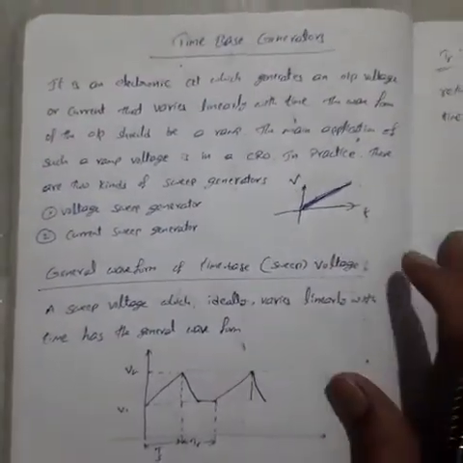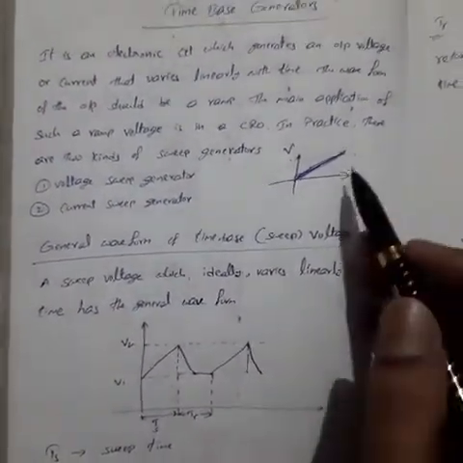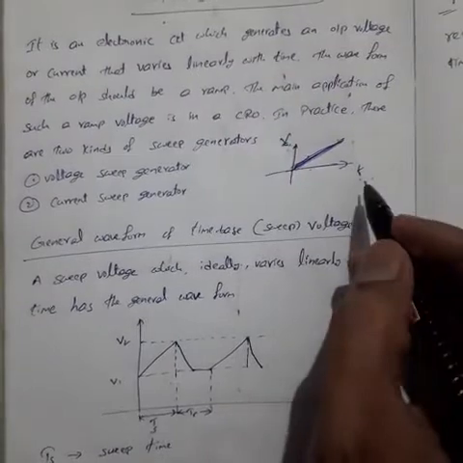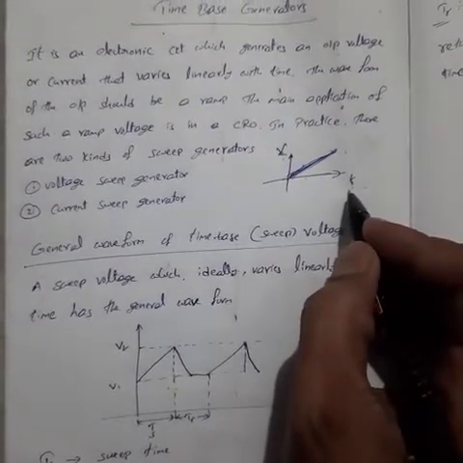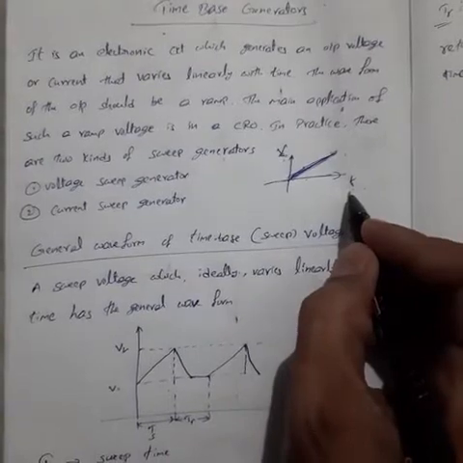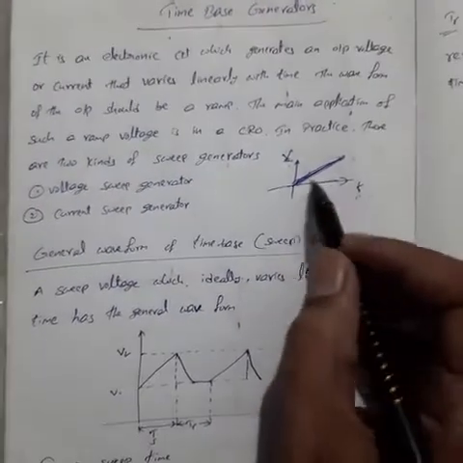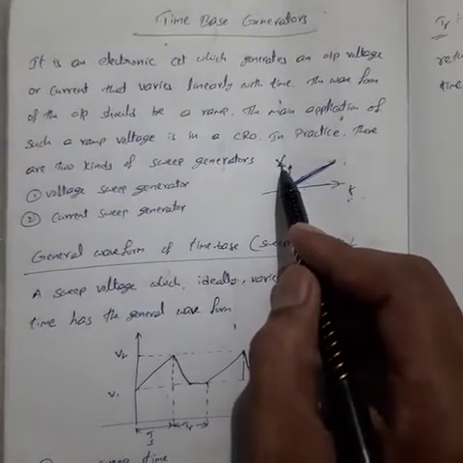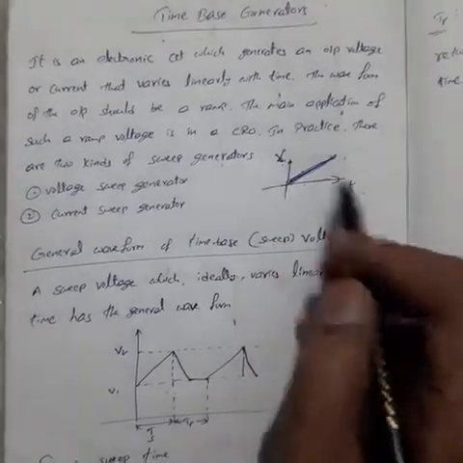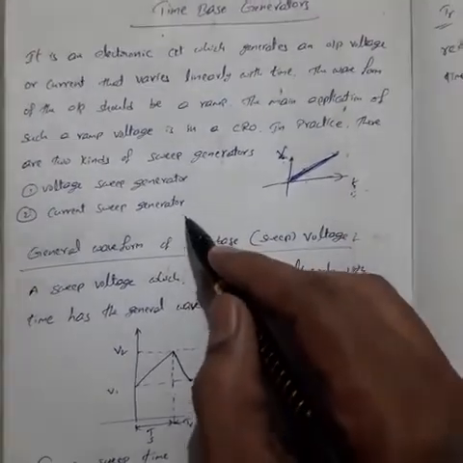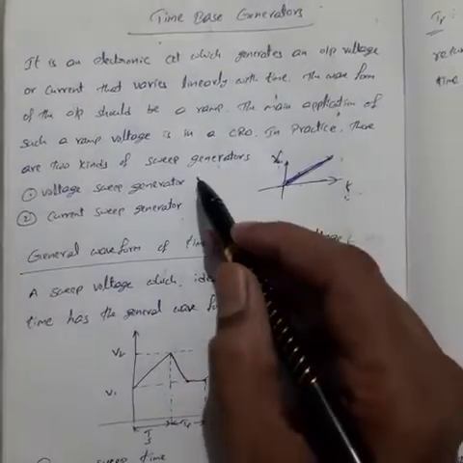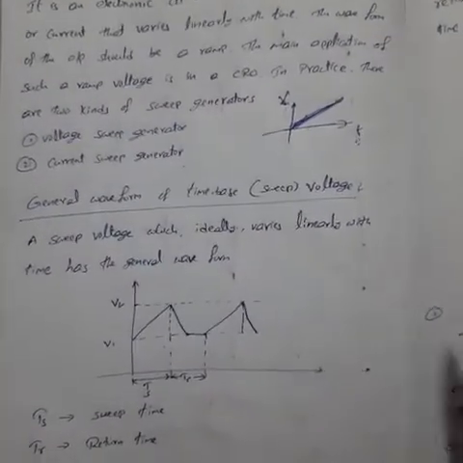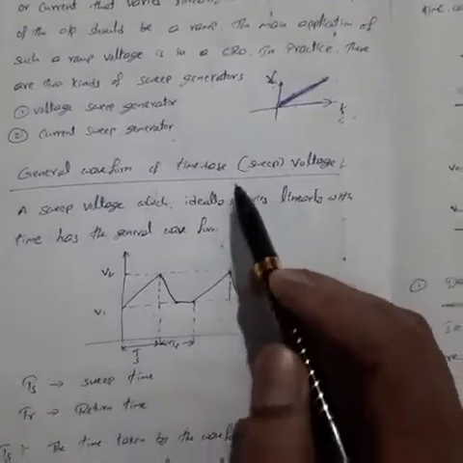In practice, there are two kinds of sweep generators. If we take voltage with respect to time, that is a voltage sweep generator. These time-based generators are also known as sweep generators. If we take voltage on the y-axis, those are called voltage sweep generators. If current varies linearly with respect to time, then those are called current sweep generators. The first one is the voltage sweep generator, and the second one is the current sweep generator.